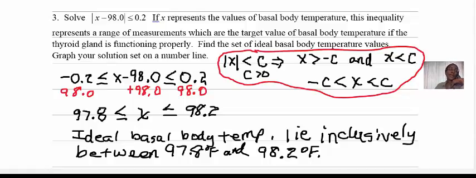All right, so if I look back at the original inequality, it's really saying that my body temperature needs to lie within 2/10 of a degree from 98 degrees. That's essentially what it's saying if I take my basal body temperature. And so I'm able to write that as an absolute value inequality.